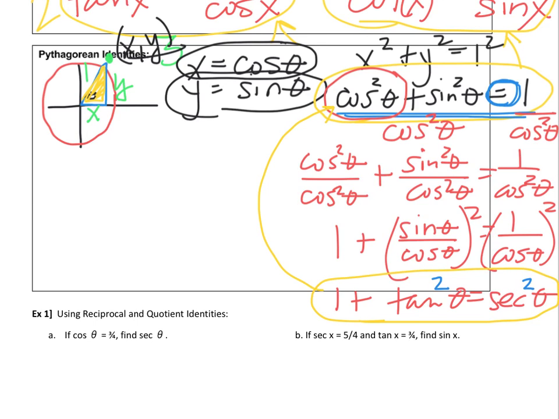So there's number 2. So whenever you see an equation or expression that has a lot of things that are being squared, that's usually a sign that you're going to want to use the Pythagorean identity. But we do have one more to show you.